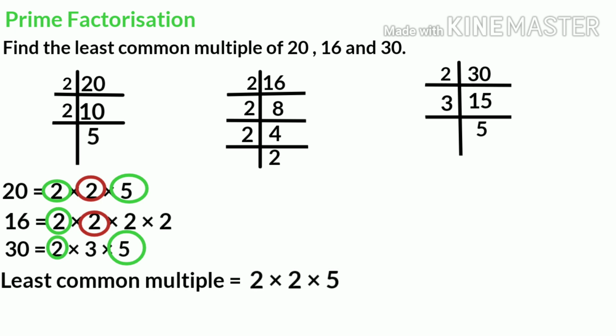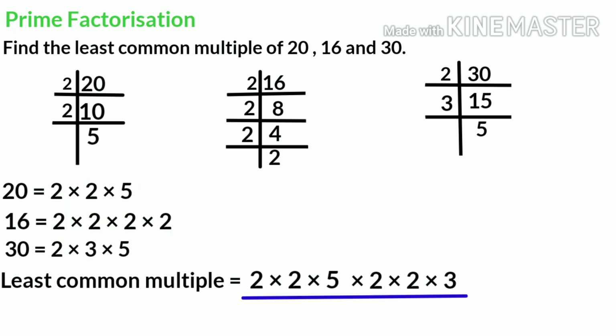So to get the least common multiple, we will multiply the common prime factors 2, 2 and 5 with the uncommon prime factors 2, 2 and 3. So 2 multiplied by 2 multiplied by 5 multiplied by 2 multiplied by 2 multiplied by 3 is equal to 240. So this is the prime factorization method to find the LCM.